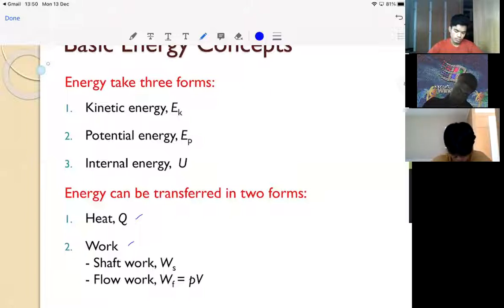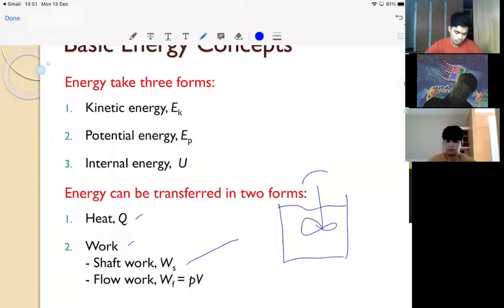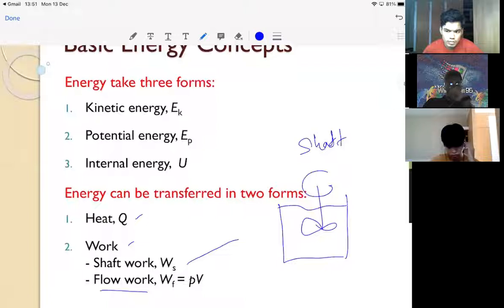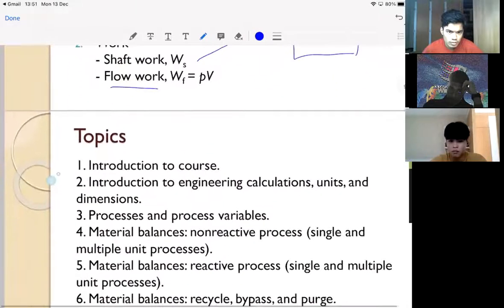Shaft work and flow work. Shaft work, mostly we talk about the mixing system. We have the mixing, we have the motor to rotate the impeller. And another work is flow work. This is the energy that we have to consider for the energy balance in this class: kinetic energy, potential energy, internal energy, heat and work. Okay, this is the basic definition of terms.